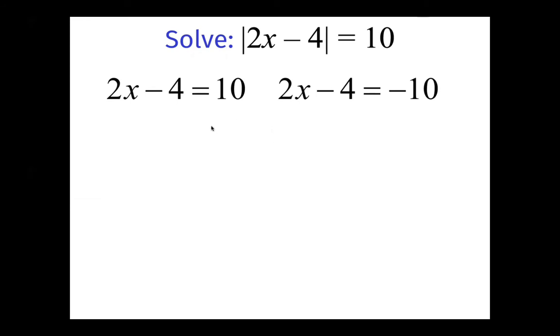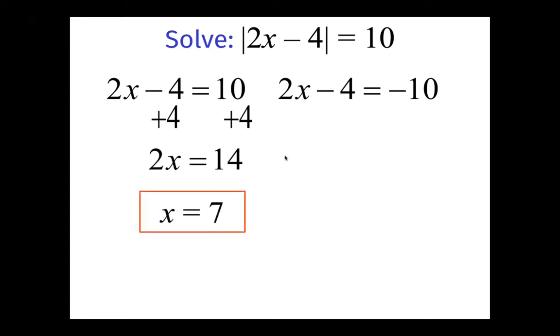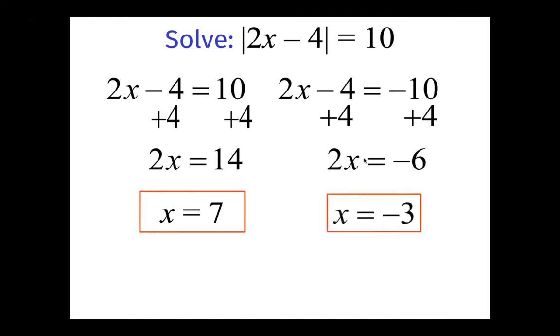First, I'm going to go ahead and add 4 to both sides. 4 cancels, and you're left with 2x equals 14. And then divide both sides by 2. You're left with x equals 7. Do the same for the other equation. Add 4 to both sides. 4 cancels. You're left with 2x equals negative 6. Divide both sides by 2, and you're left with x equals negative 3. So those are your two solutions for this equation.